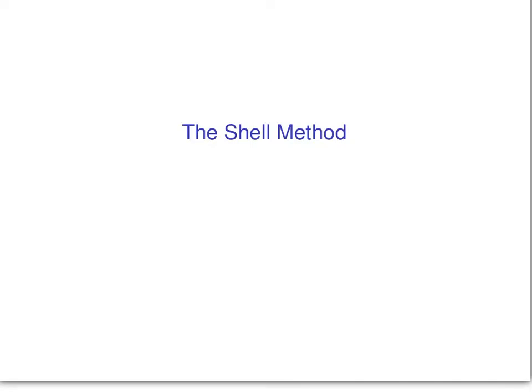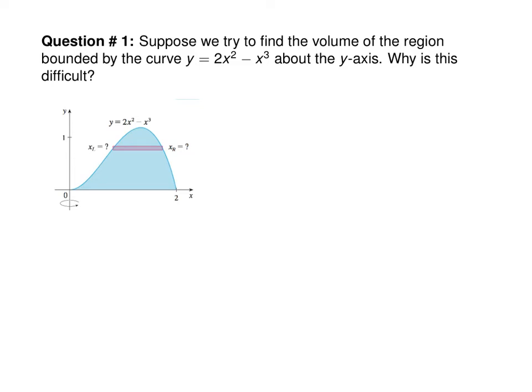In this lesson, we'll learn an alternative method to find volumes of solids of revolution called the shell method. So consider the example. Suppose we try to find the volume of the region bounded by the curve 2x squared minus x to the third about the y-axis. Why is this so hard?